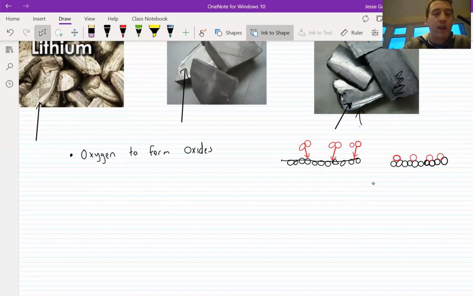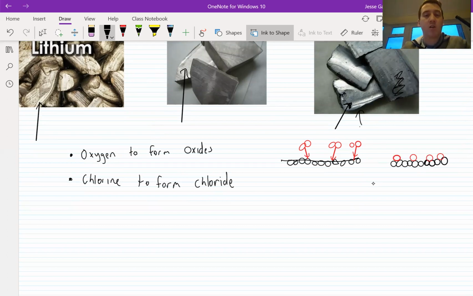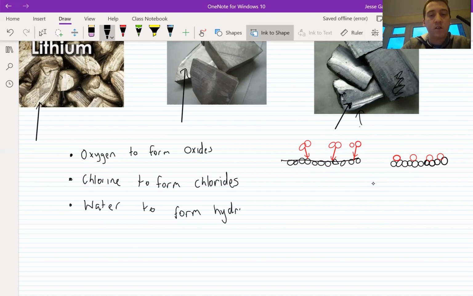They will react with chlorine to form chlorides, so compounds that we call chlorides. So for example, lithium chloride, sodium chloride, and potassium chloride. These things are what we call salts. So we have oxides and we have chlorides. And then they will react with water quite violently to form hydroxides. And we are going to look at some full examples of these reactions in a little while.